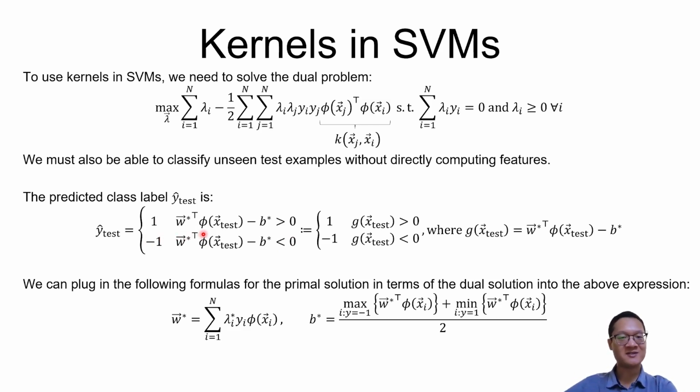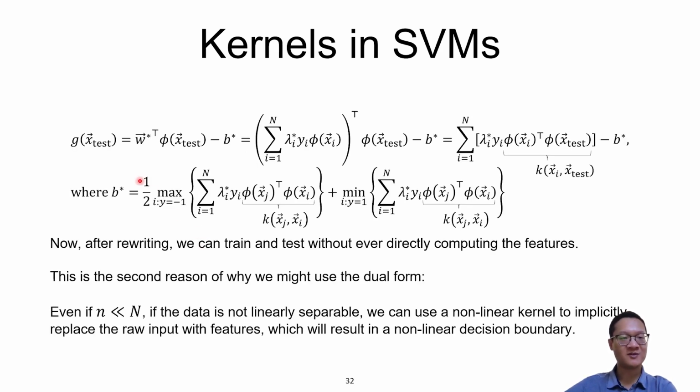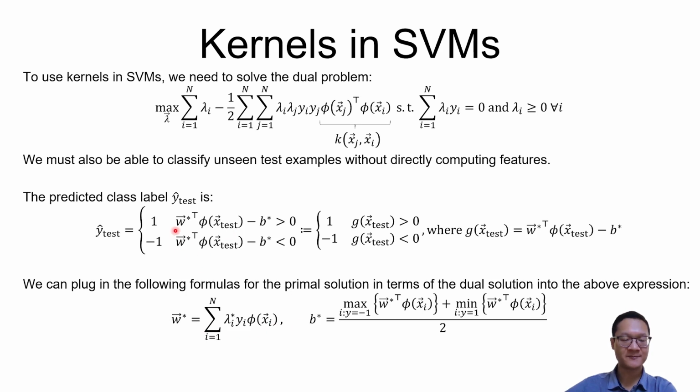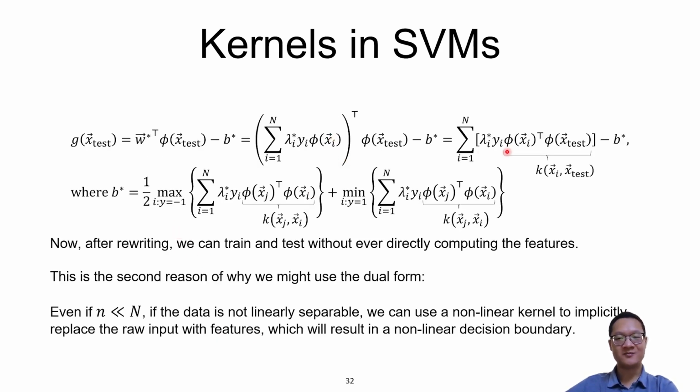In these expressions, we still see some phi of x's, which means that we may have to evaluate potentially high dimensional features if we don't get rid of these. But after some work, first on the test function, where we replace w star with the expression for w star right here, we plug this into here. Everywhere phi appears, we get phi transpose phi, in this case phi of xi transpose phi of x test. So we can replace this with the kernel function. This is going to be much more efficient.